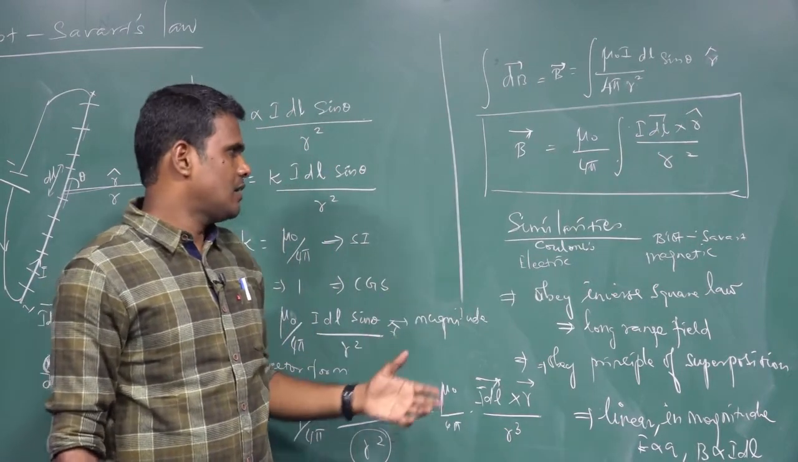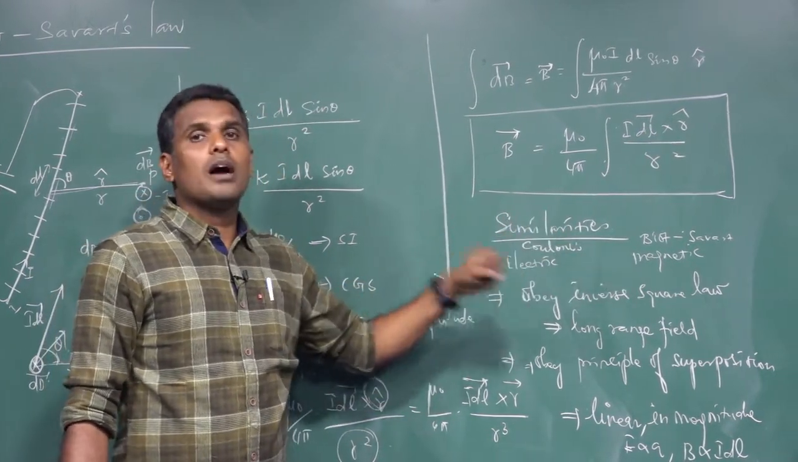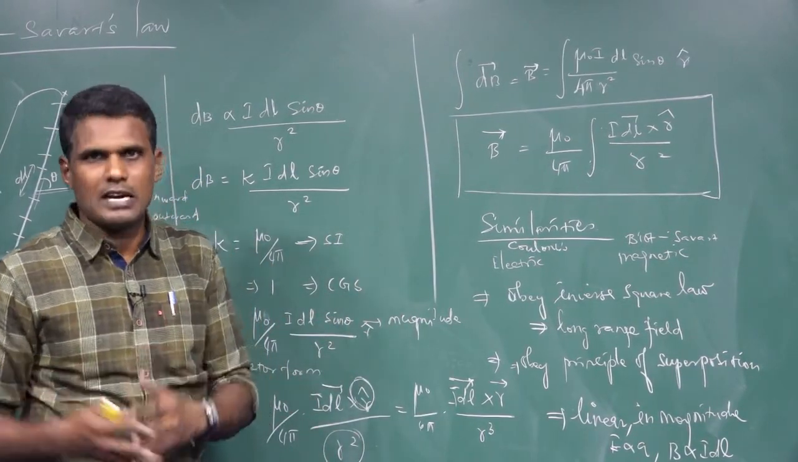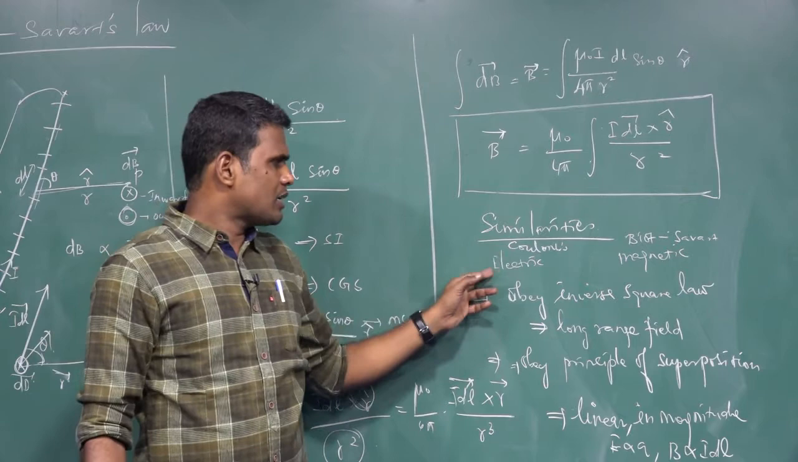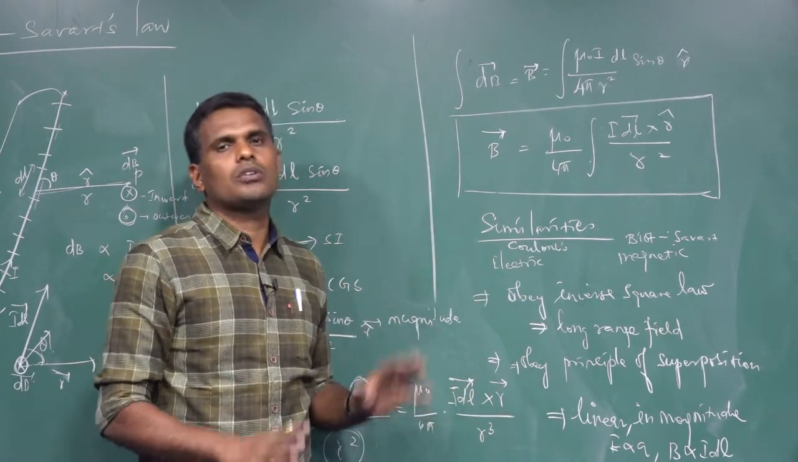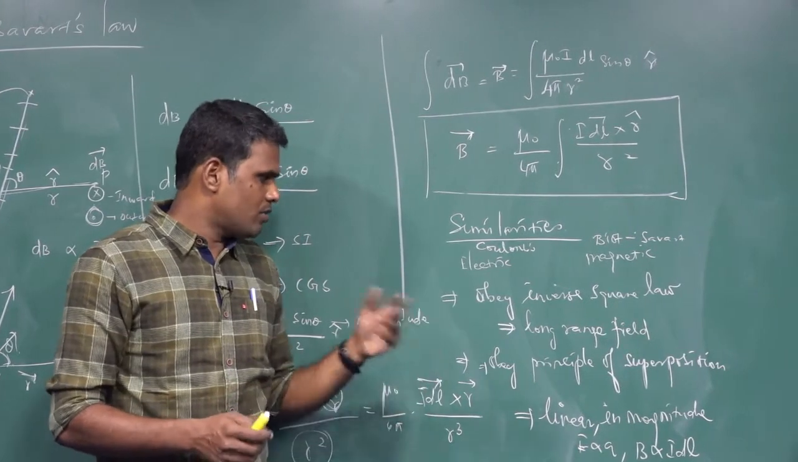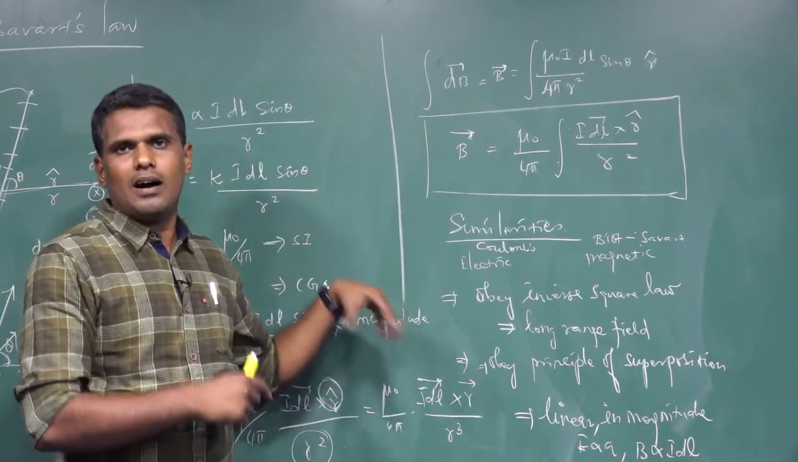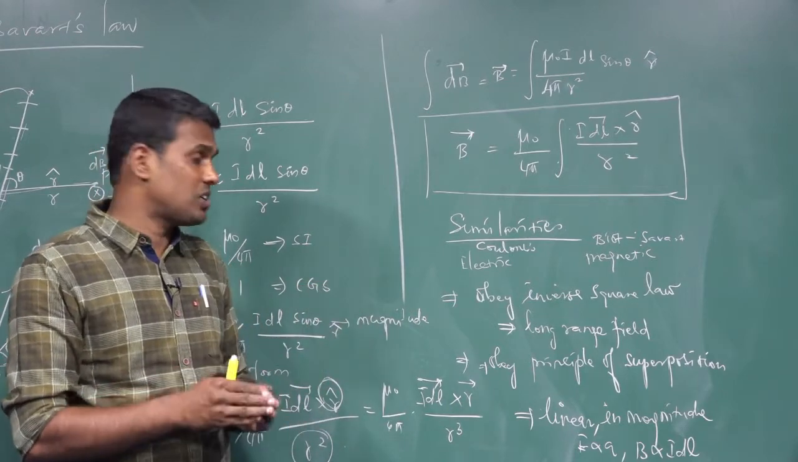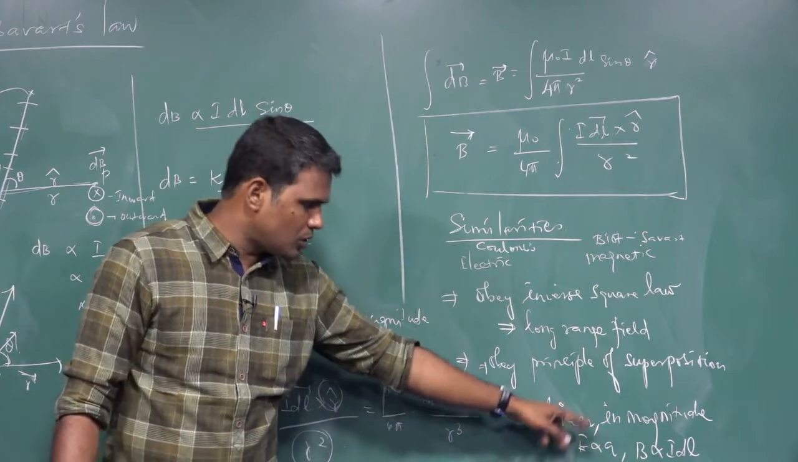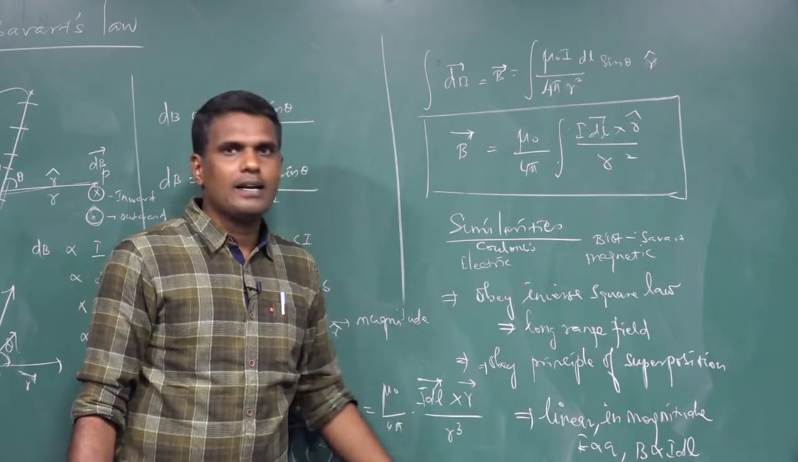Then similarities between Coulomb's law and Biot-Savart's law. Coulomb's law is for electrostatics, Biot-Savart's law is for magnetostatics. Coulomb's law deals with the electric field, that one is dealing with magnetic field. Both obey inverse square law, so the fields are long range fields. Both obey principle of superposition. Also, the respective fields are linear with the respective sources, and in magnitude that can be expressed as E proportional to Q and B proportional to I dl.